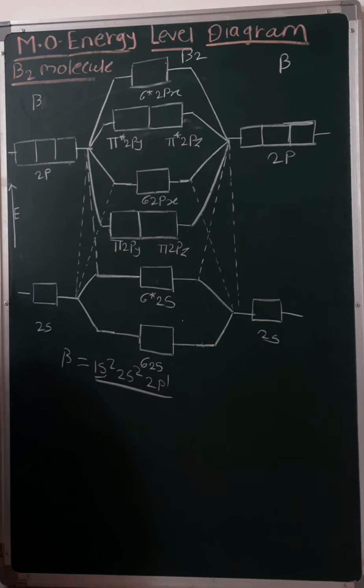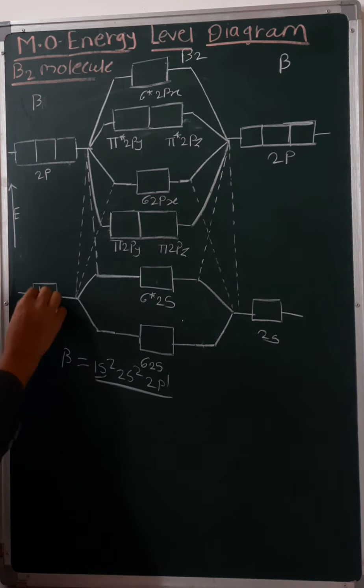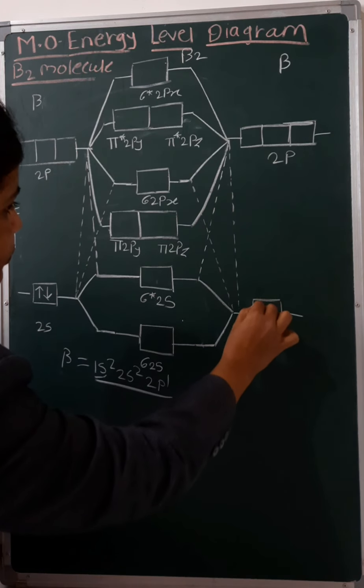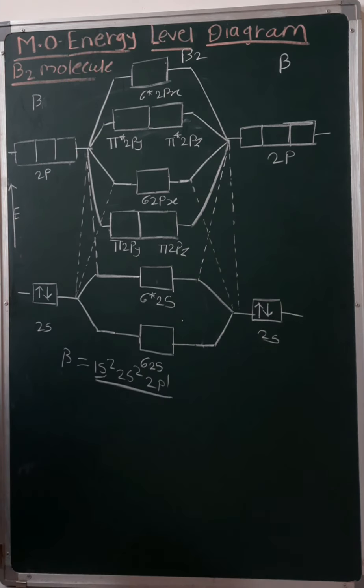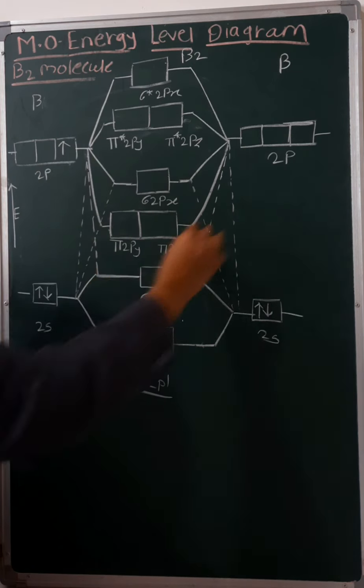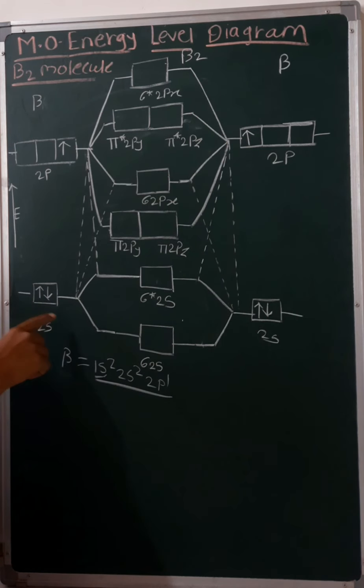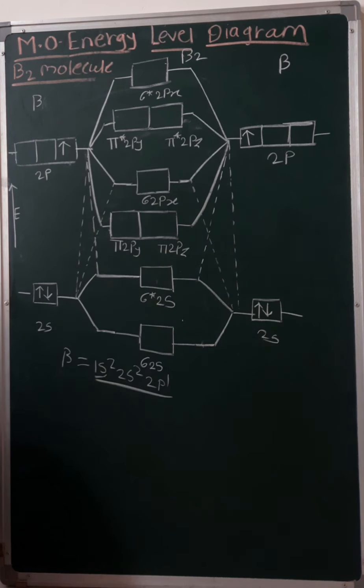In the 2s orbital there are 2 electrons. Both boron atoms' 1s orbitals have a total of 2 electrons each. Then the p orbital has only 1 electron. We know that the bonding orbital has less energy, so electrons first go to the bonding molecular orbital. If that orbital is filled, then electrons go to the antibonding molecular orbital.